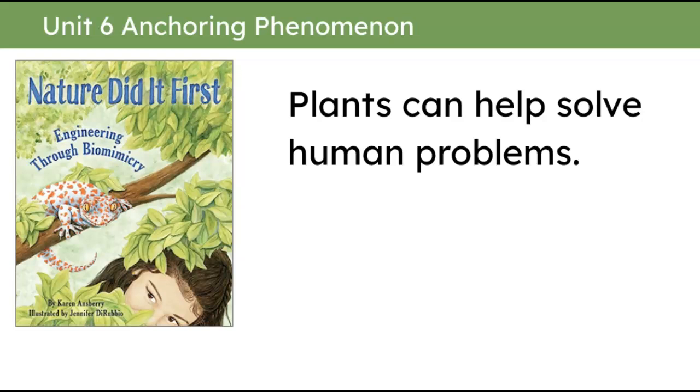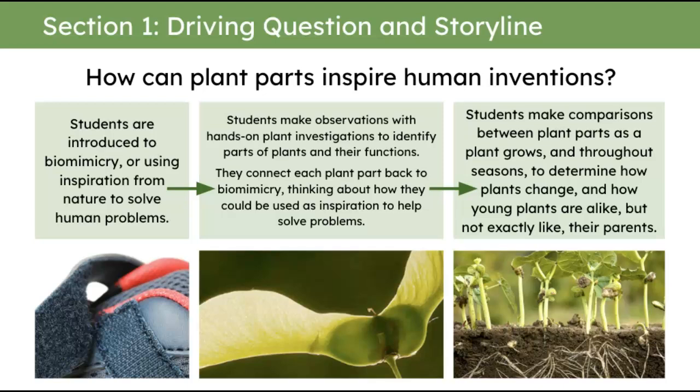The anchoring phenomenon for Section 1 is plants can help solve human problems. Students will explore the idea of biomimicry, that plants and nature can provide solutions to human problems. They are introduced to these ideas through a book about biomimicry and student discussion. Students investigate plant parts to figure out how plants use their structures to survive. The driving question for Section 1 is, how can plant parts inspire human inventions?